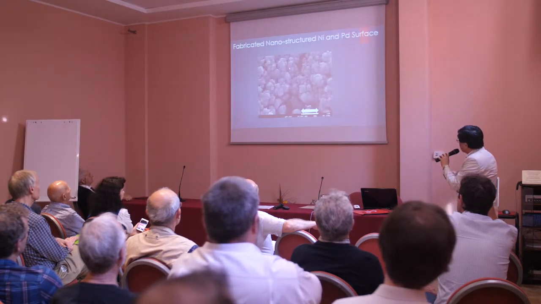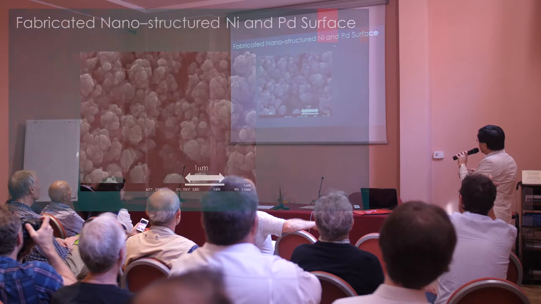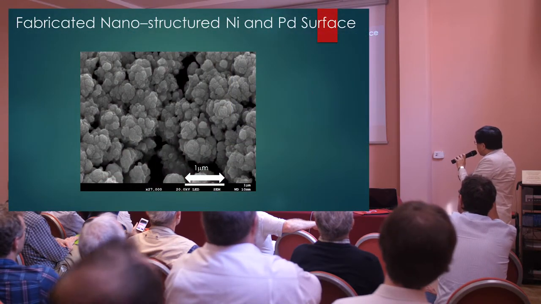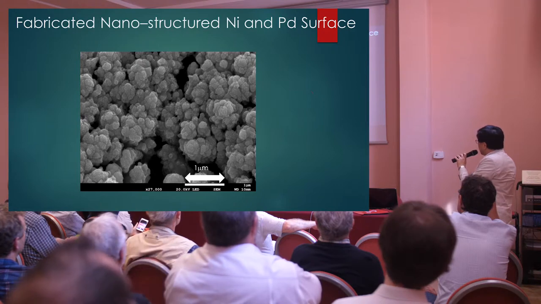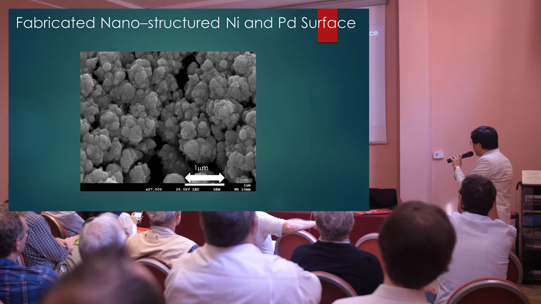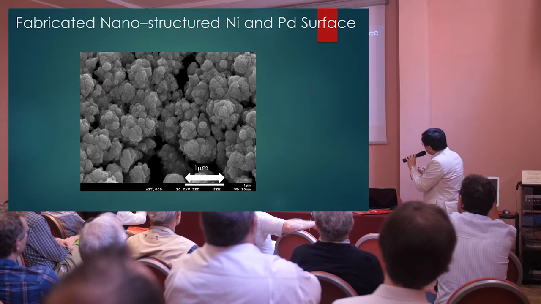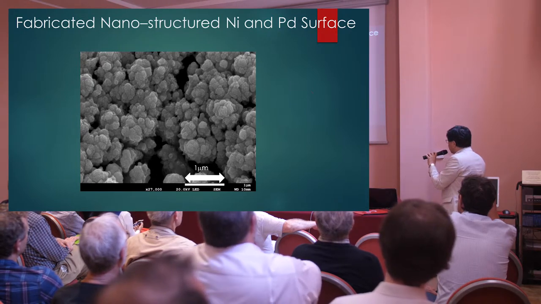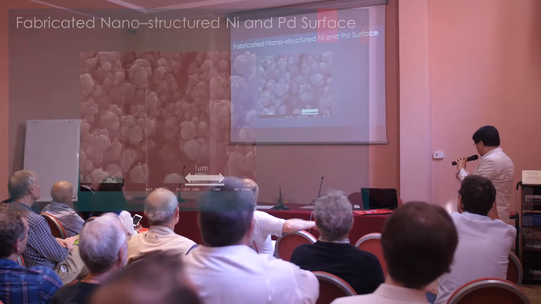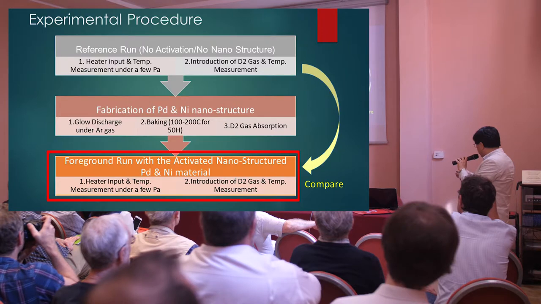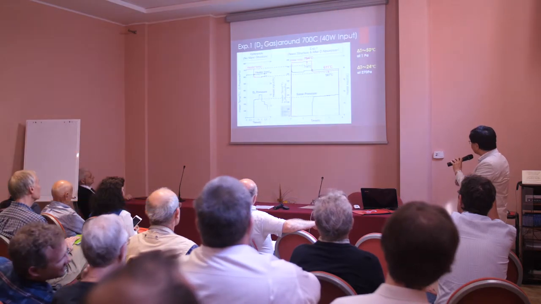Okay, the next one is the fabrication of a palladium nanostructure. This is a fabricated nanostructure on a nickel and palladium surface. This scale is 1 micrometer. As I showed before, we have a very large structure, but we also have small structures, from a few nanometers to a few hundred nanometers.